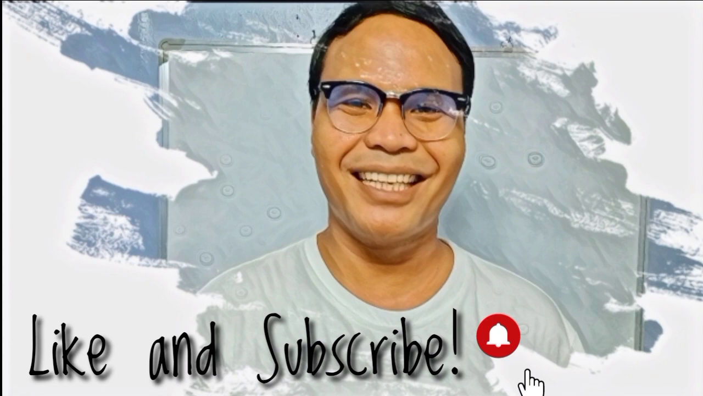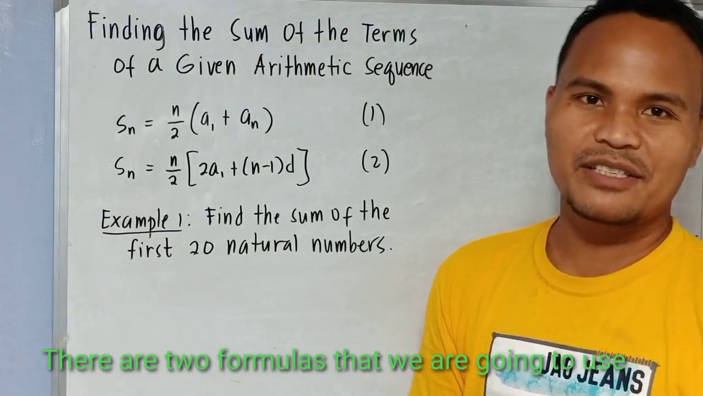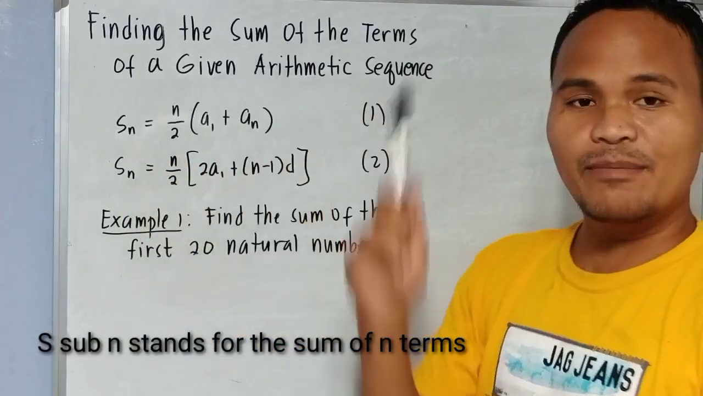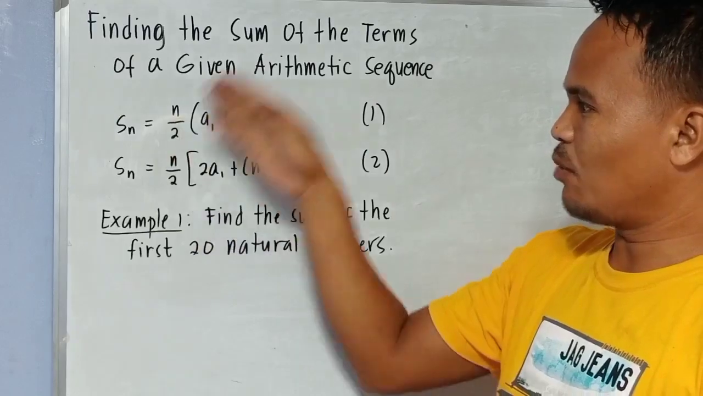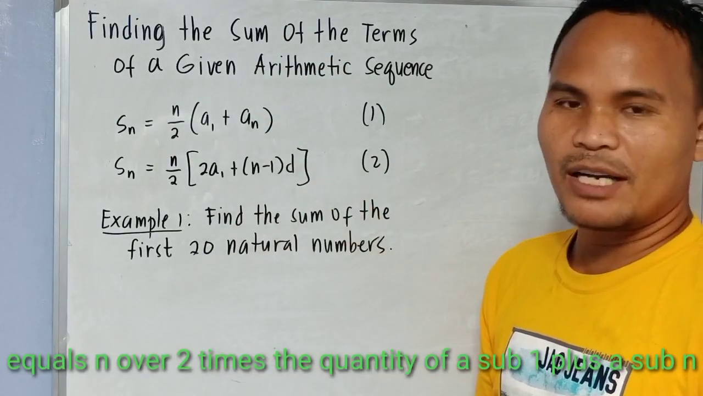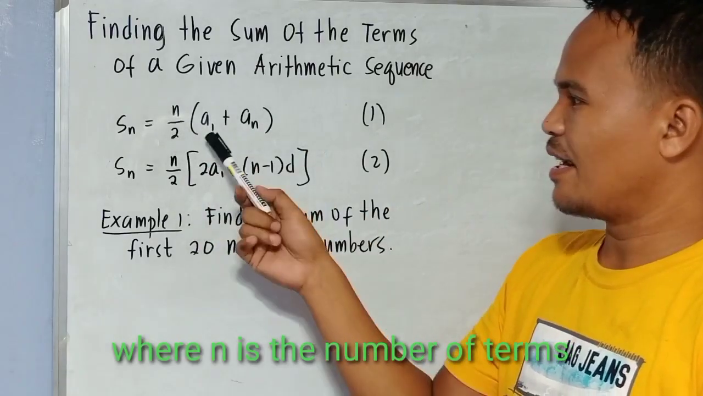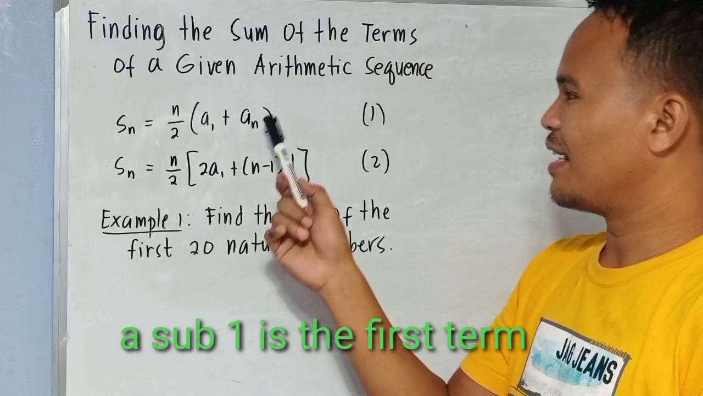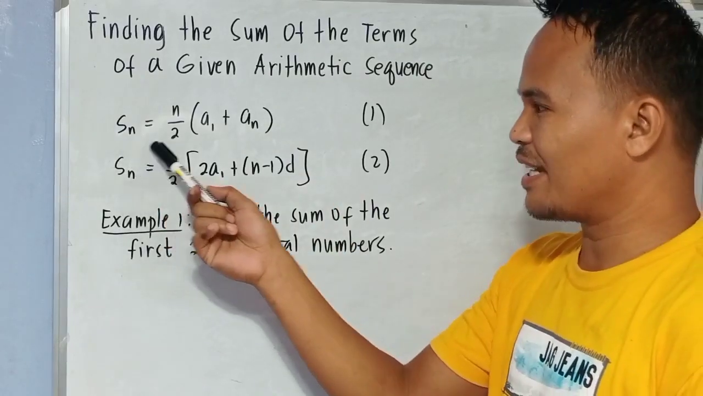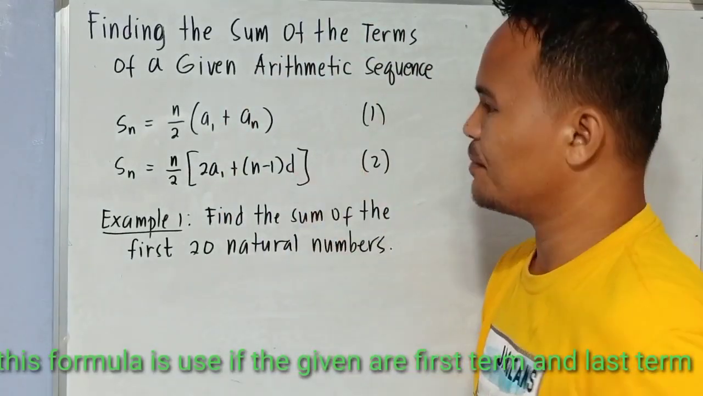There are two formulas that we are going to use. S sub n stands for the sum of n terms equals n over 2 times the quantity a sub 1 plus a sub n, where n is the number of terms, a sub 1 is the first term, and a sub n is the last term. This formula is only used if the given is the first term and the last term.